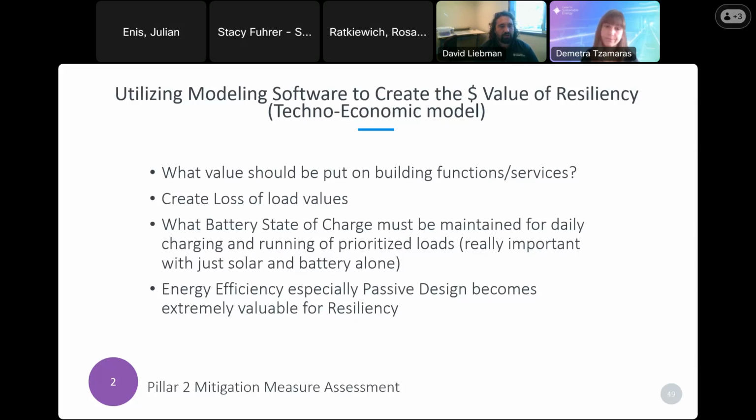Being a 100% renewable energy only microgrid, we had to model on the technology side, you know, what battery state of charge must be maintained for daily charging and running of prioritized loads on a daily basis per each day out of the month, out of the year. And then lastly, really look at what is the value of energy efficiency, especially passive design energy efficiency, and how it increases our resiliency in relation to the technology that we deploy.